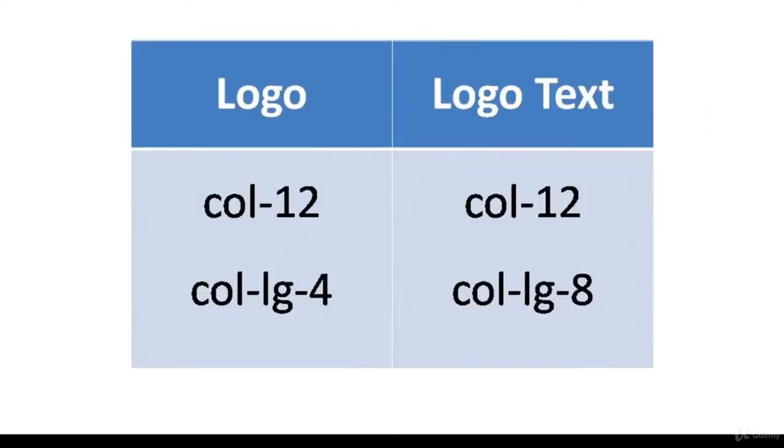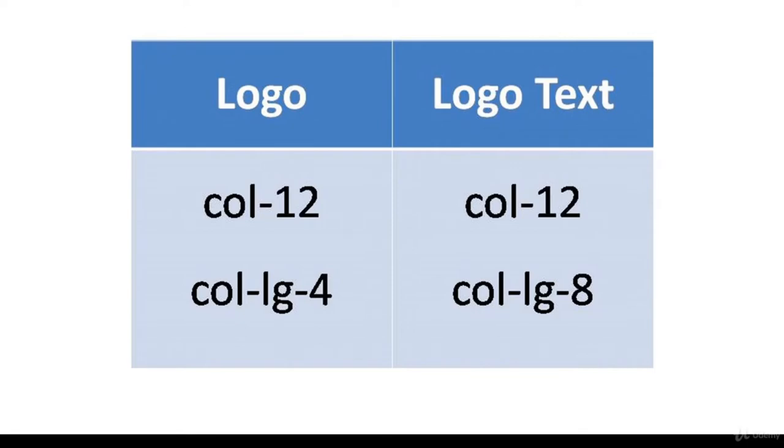If you look at the next table, it shows how the logo and logo text should appear. And these are the classes for logo, COL-12 and COL-LG-4. This means the logo will appear separately for every screen size. It means COL-12. And COL-LG-4 means for large and extra large devices, it will take only 4 columns. Therefore, COL-12 is overridden by COL-LG-4. And therefore, for extra small, small and medium devices, it will take 12 columns. And for large and extra large devices, it will take 4 columns.